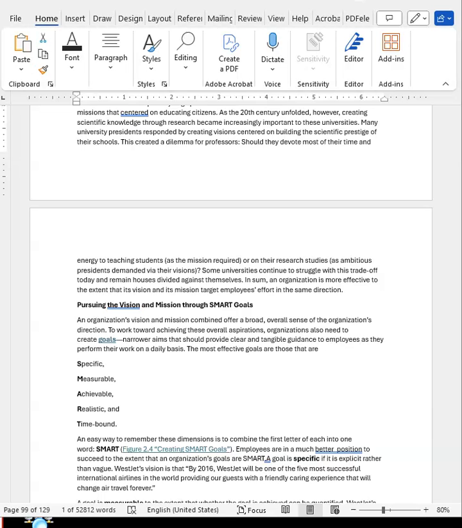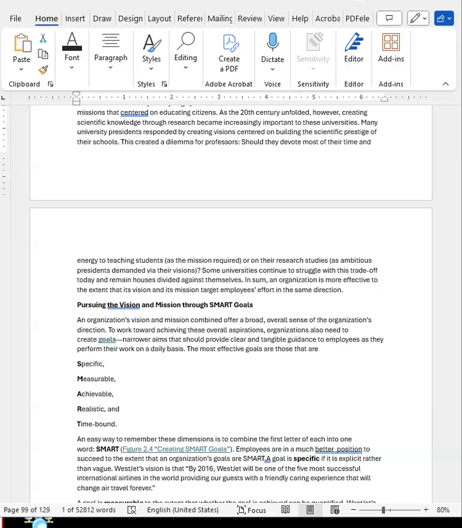The most effective goals are those that are specific, measurable, achievable, realistic, and time-bound. An easy way to remember these dimensions is to combine the first letter of each into one word, SMART. Figure 2.4, Creating SMART Goals. Employees are in a much better position to succeed to the extent that an organization's goals are SMART. A goal is specific if it is explicit rather than vague.